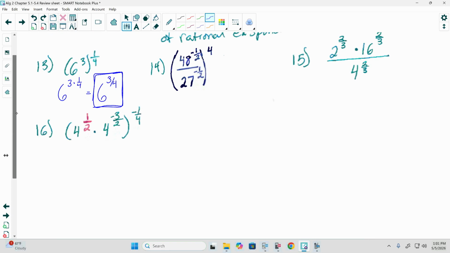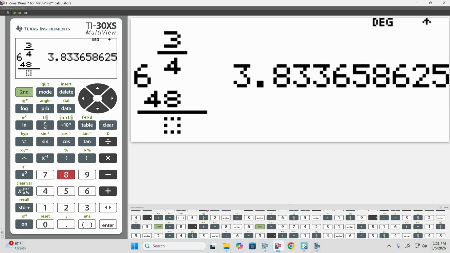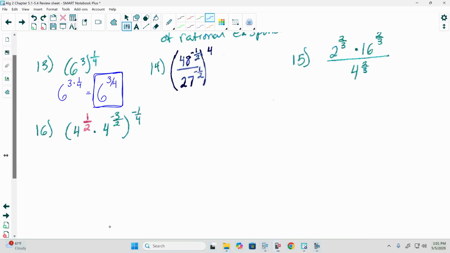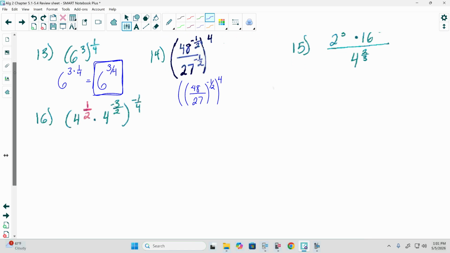Questions on any of this here? Because we could do the next one by hand. 48 over 27, I could grab that calculator and see 48 over 27 if it simplifies, 16/9. So that is helpful because since they are being put to the same power, we can remove that negative 1/2 from both terms, giving us 48 over 27 to the negative 1/2, all to the 4th power.